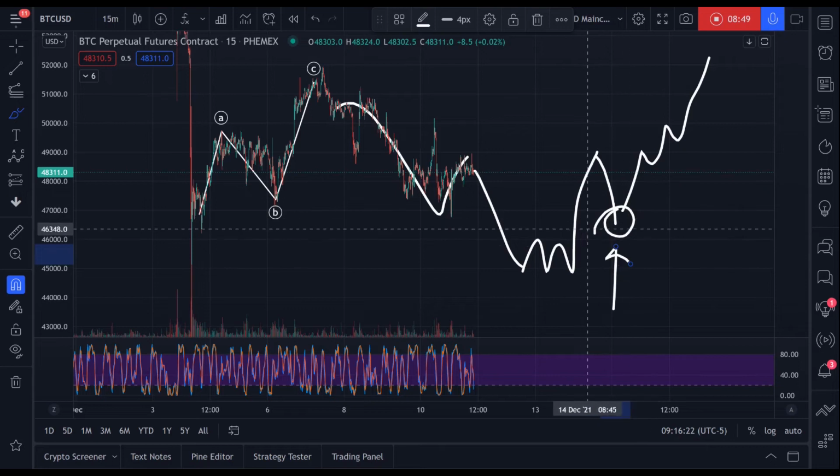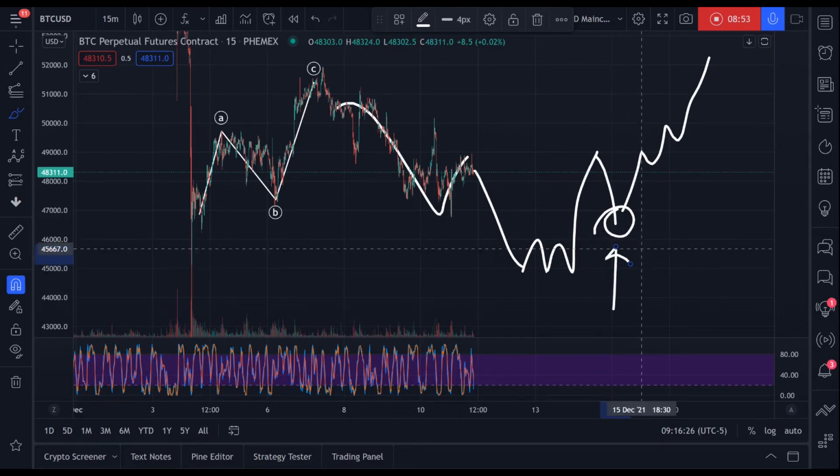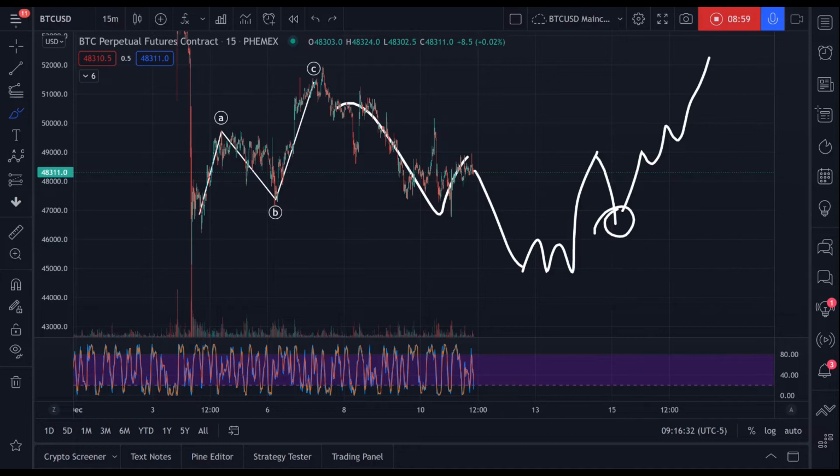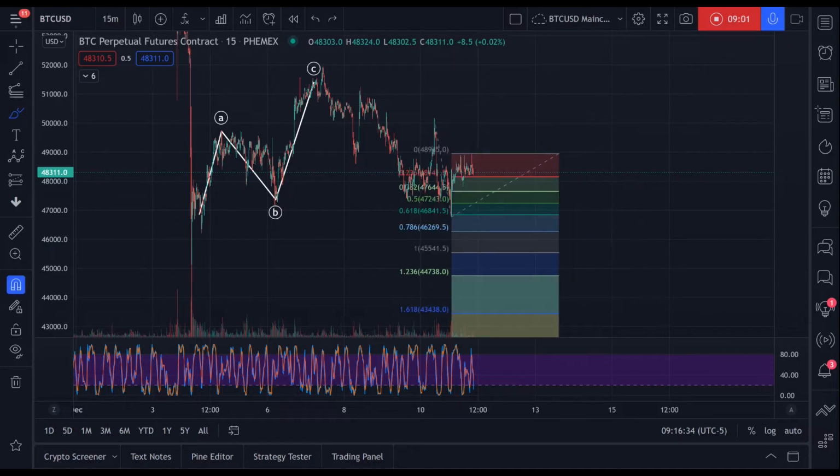Okay. And again, last time we did that, it came back on us in a flat correction. So obviously have some stops set below the 618. Okay. So that's what I'm seeing with Bitcoin.